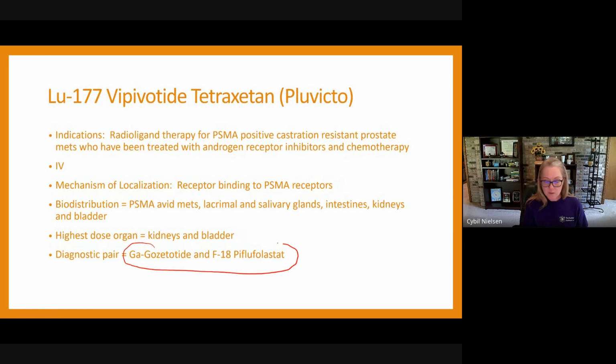Diagnostic pairs, the gozetotide and the piflufolastat. Those are the PSMA agents. Now, what is it indicated for? PSMA positive, so they have to have a scan first. Castration resistant. What does castration resistant mean?